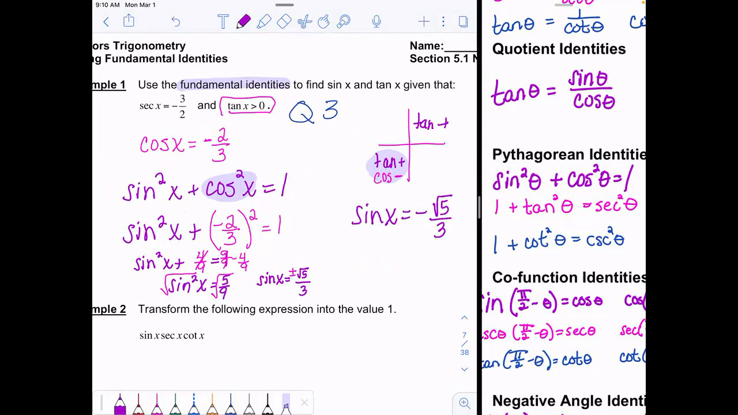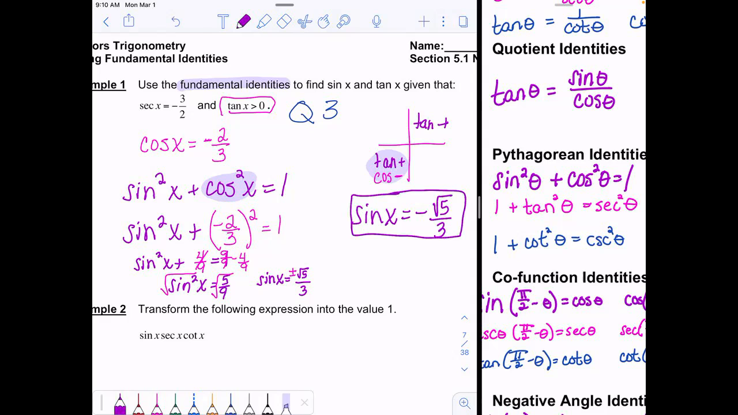That was way more work than what Peter wanted to do. But I told him he wasn't allowed to use a triangle because we're trying to approach it in a different way. Sometimes more work isn't what you want to do, but we also have to be able to think in multiple ways as well. So now we know the sine is negative root 5 over 3. So we have sine.